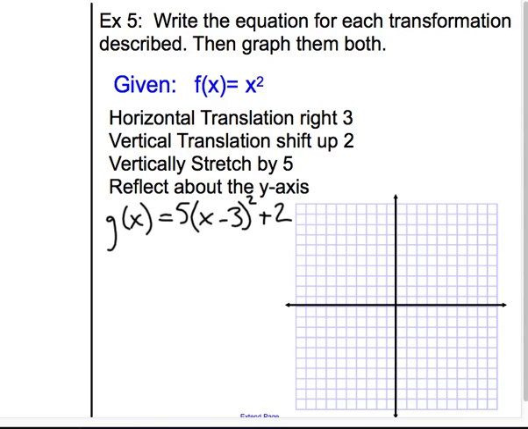And this time we're reflecting across the y-axis, which makes what's inside the parentheses the opposite. So my x becomes negative and my 3 becomes positive. So thinking about instead of shifting right 3 like it tells us to, so let's say we're over here, we're reflecting that across the y-axis, so it comes back over here. So it's really a shift of left 3, which is why that 3 becomes positive.